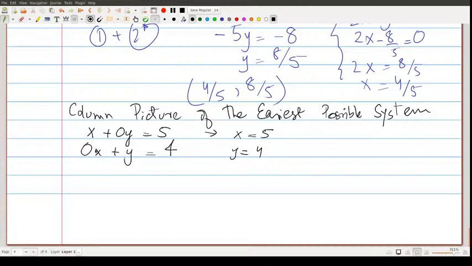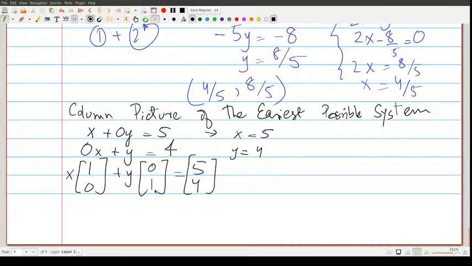And now let's turn it into the column picture, and we turn it by saying x times the first column, which is (1, 0), plus y times the second column, which is (0, 1), equals (5, 4), right? It's an extremely simple picture to make, and you've made this picture many times before. You've already found the solution, which is x = 5.